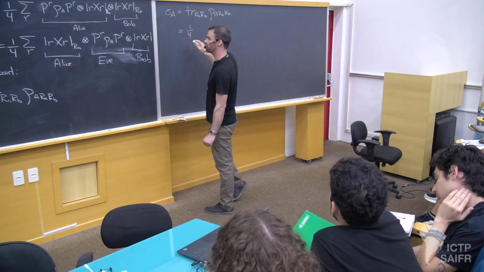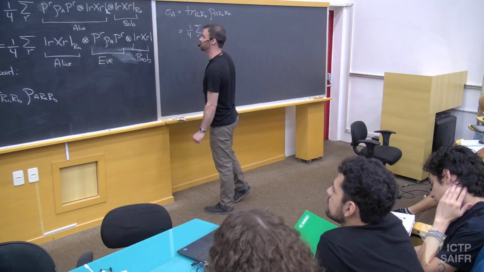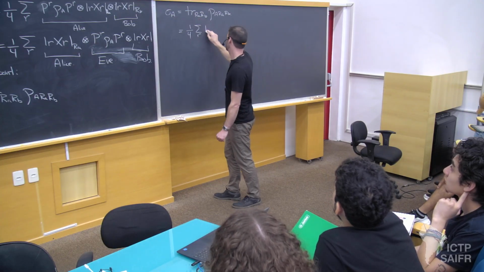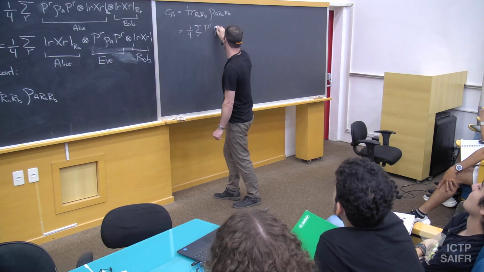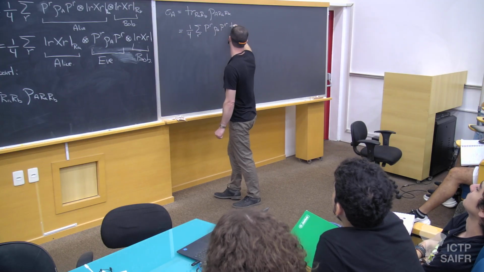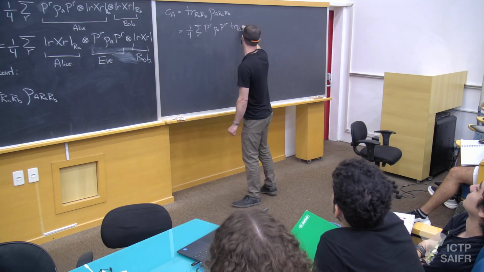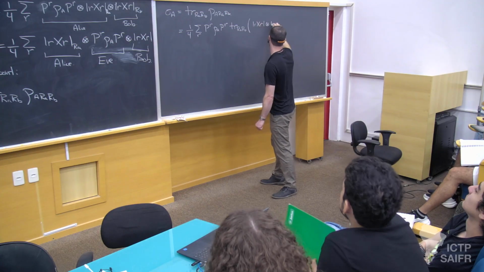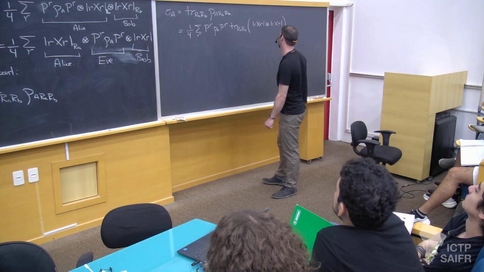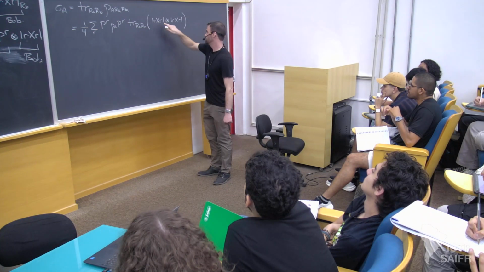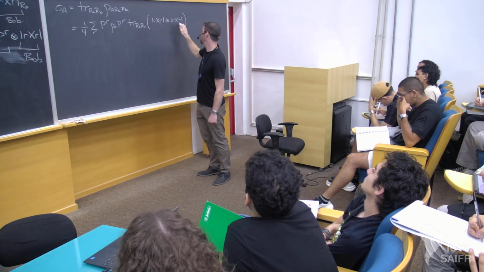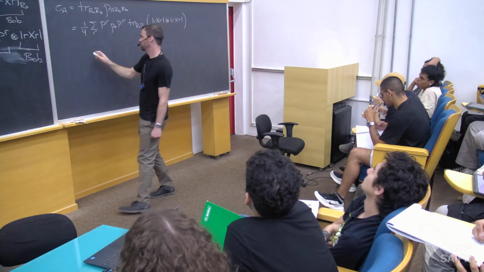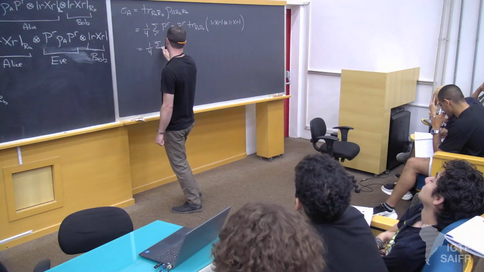So using linearity, I'm going to pull out the 1/4. I'm going to pull out the sum. This trace doesn't see the A system, so this is PR rho A PR, and then the trace over RA RB of RR tensor RR. Okay, and then cyclicity means I can move this R over here and this R over here, and I get a 1 and a 1, and then the trace of 1 is 1. So we get this.